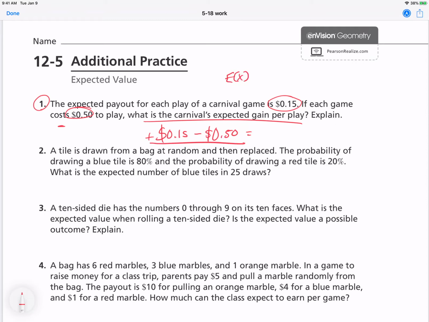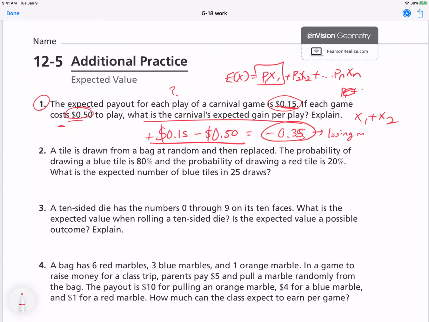Remember, the expected value formula is always probability times the corresponding value, probability of the corresponding value, all the way down. For this case, what is the probability, you might ask? Well, simply there is none. So you just have to simply add the values together, value x1 plus value x2, which is positive 0.15 and negative 0.5, which gives you negative $0.35. What is the Carnival's expected gain? Well, that means you're going to be losing money, about 35 cents per game.